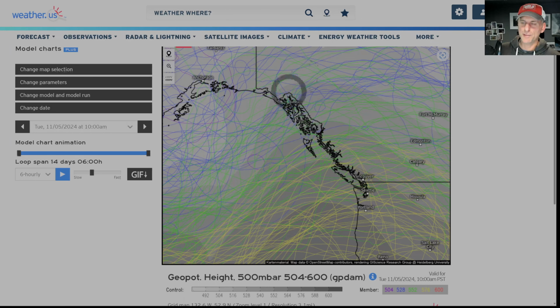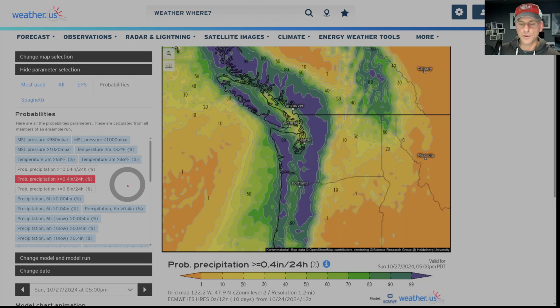But sometimes these patterns are a bit more clear as you look off into the extended versus other times, but you can still kind of see maybe we'll have some ridging here along the west coast and that Gulf of Alaska trough may be going. Who knows? There's also other ways you can use this ensemble information.